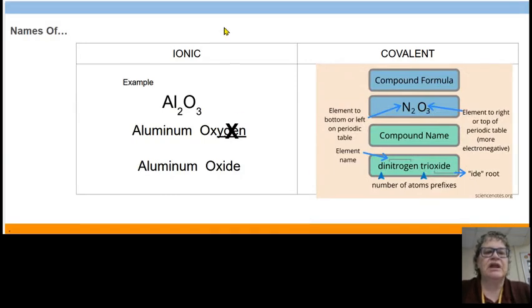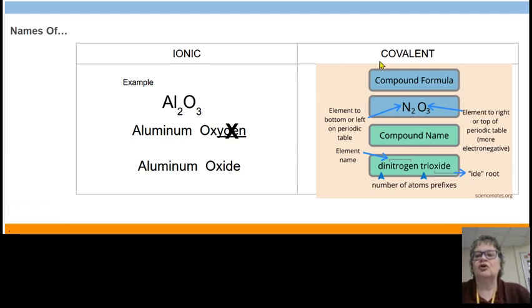Okay? Naming ionic compounds, again, we're going to use our example of Al2O3. The first thing you do is write down the name of the first element. Al is aluminum, so we just write aluminum. Then we have O. O is oxygen, right? We're going to take that last half off and put in an IDE. So it would be aluminum oxide. Okay? There's nothing in front of any of these.